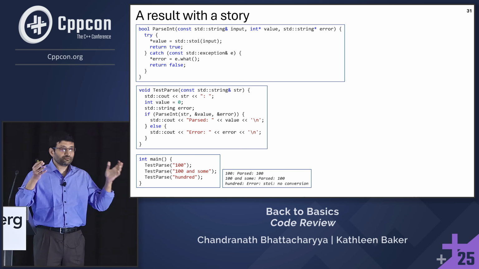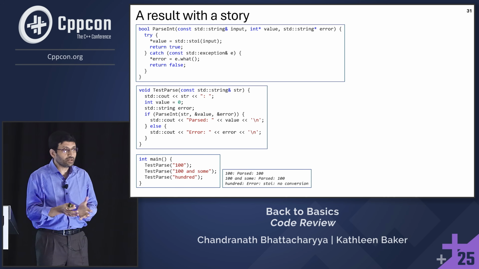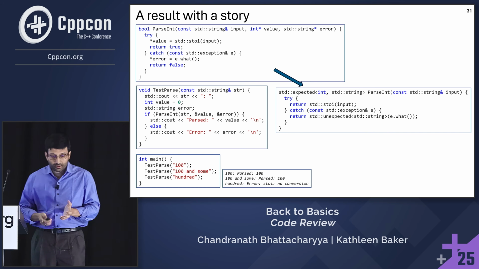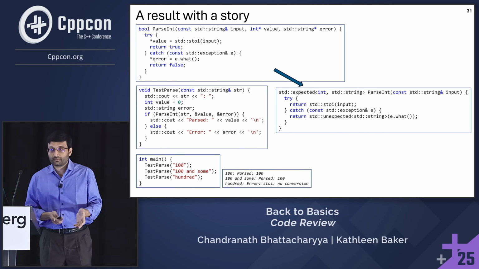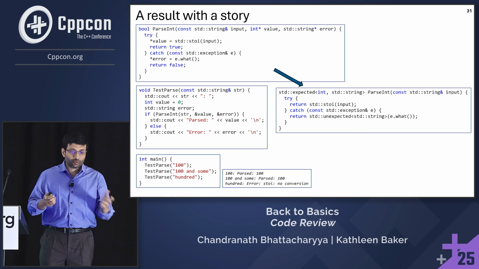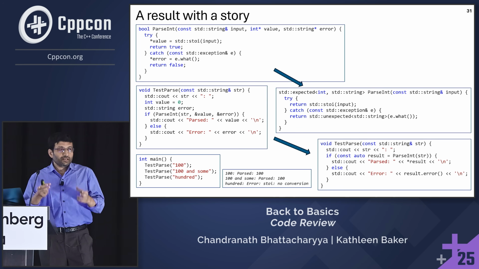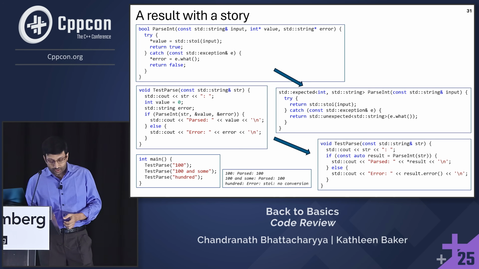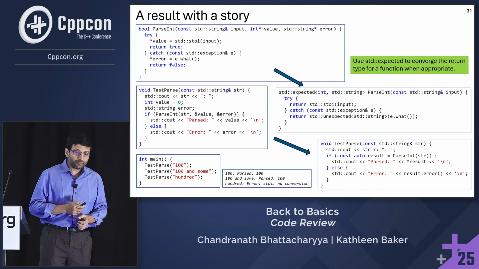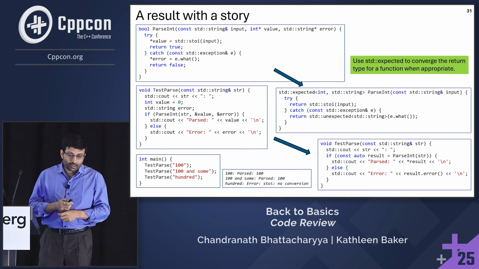How can this be made better? Okay, we have these three different return types, right? Bool, int, string. Can they be combined together into a single return type? Of course, they can be done. With C++23, we have std::expected. So then the int becomes the success type, the string becomes the failure type, and the code becomes simpler. And as you can see in the block over here, the variable is now scoped to the if-else block only. Which brings us to the guideline. Use std::expected to convert the return types for a function appropriately.